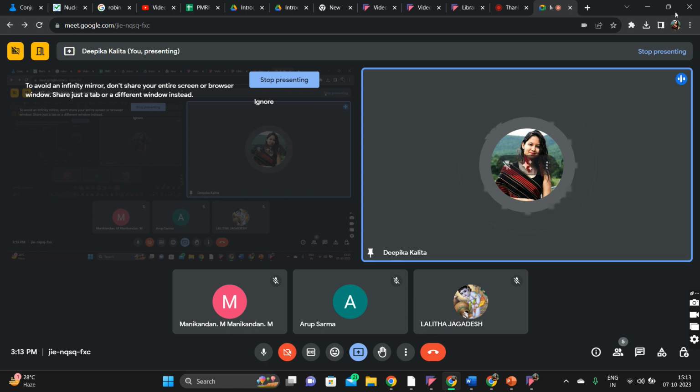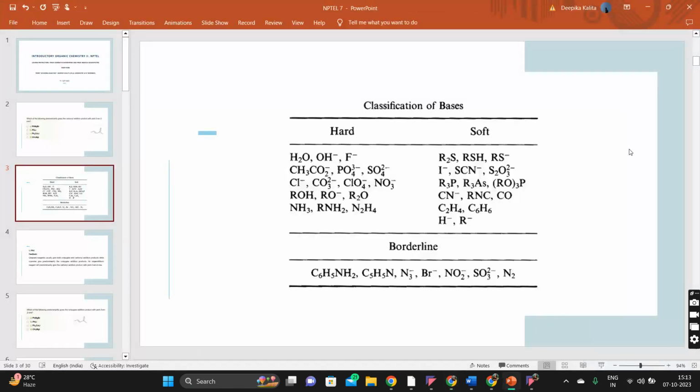Does anybody have any queries regarding this? Otherwise, I would suggest you all to keep your mics muted so that the incoming voice doesn't disturb the other students.